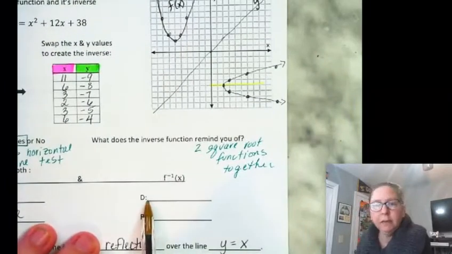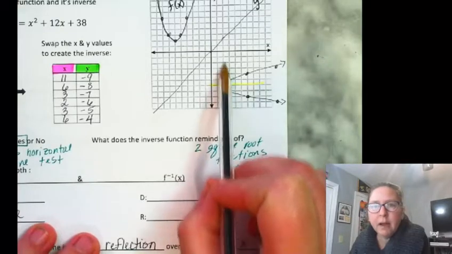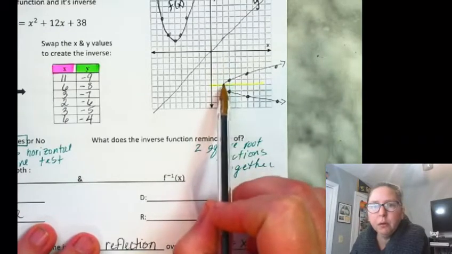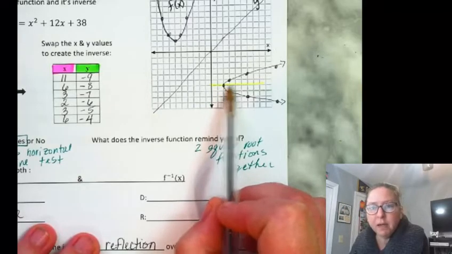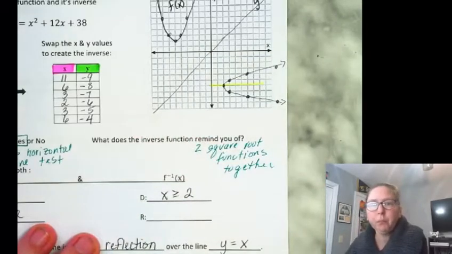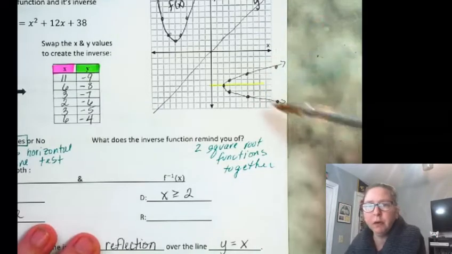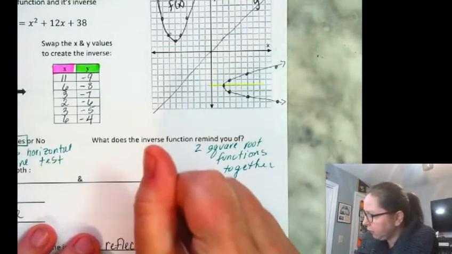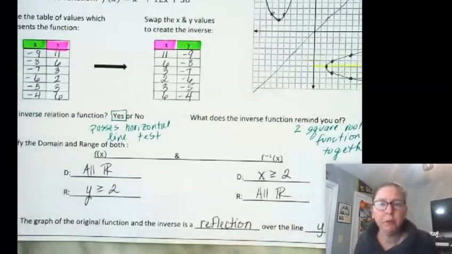So the domain, again, these are the x values left and right. This is at x equals +2, and it doesn't go left at all. It only goes to the right. So now my domain is x, the x values are greater than or equal to 2. And now my y values up and down, it's going to continue going up forever and down forever. So this is all real numbers. Okay, so take a look at how the domain and range become opposites of one another.